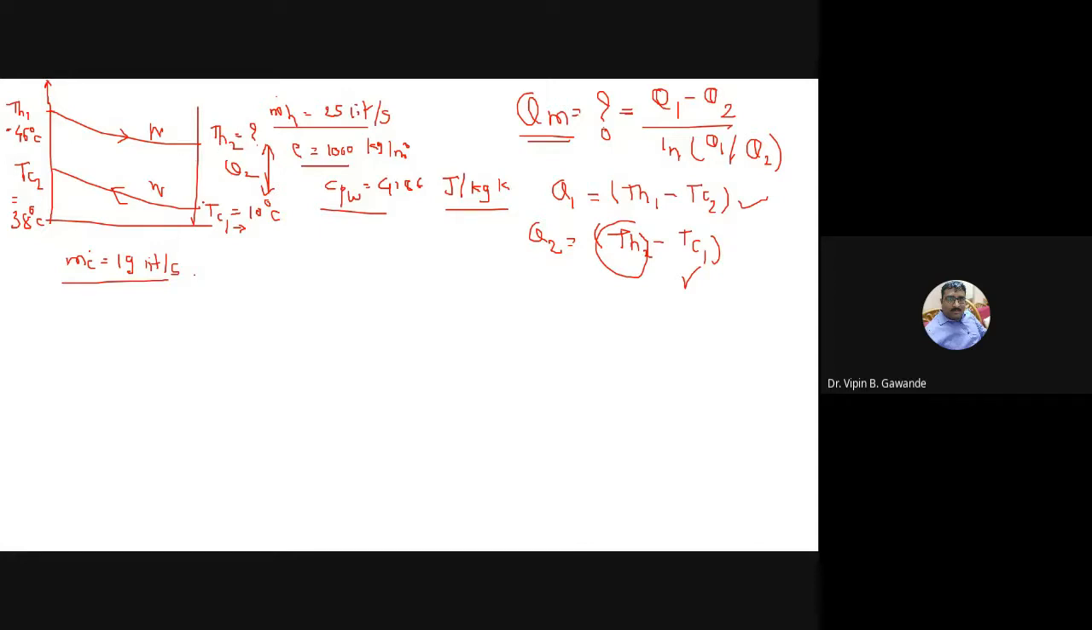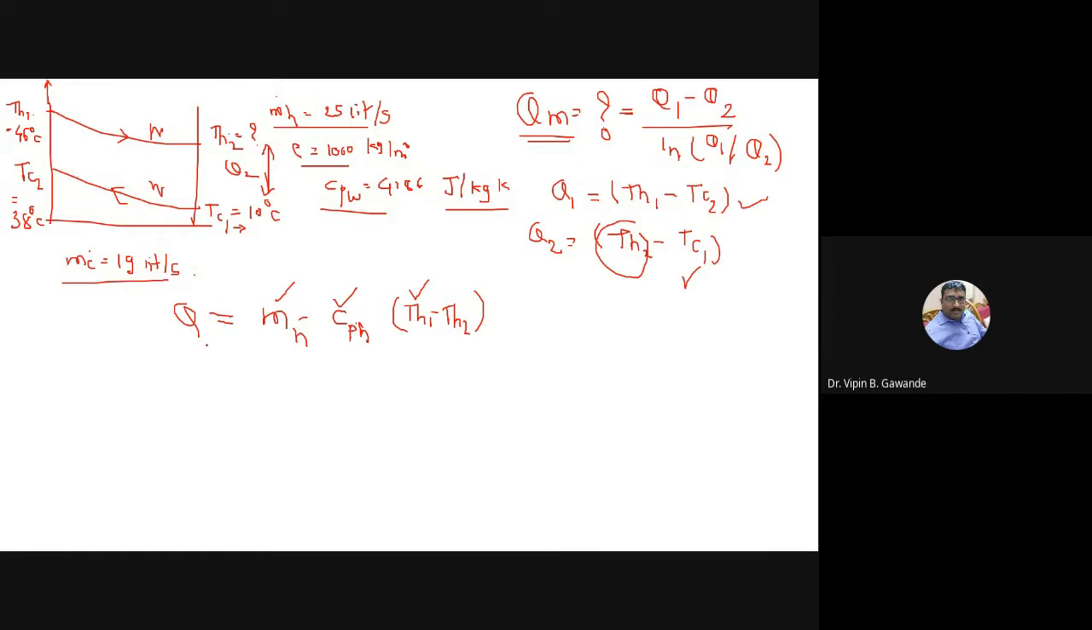Now how to calculate this value of TH2? We will use the heat transfer formula for the hot fluid: M, C and delta T. This is CPH, for the hot fluid. What is the temperature difference for the hot fluid? TH1 minus TH2. Now in this case, MH is known, CPH is known, TH1 is known, TH2 is not known.